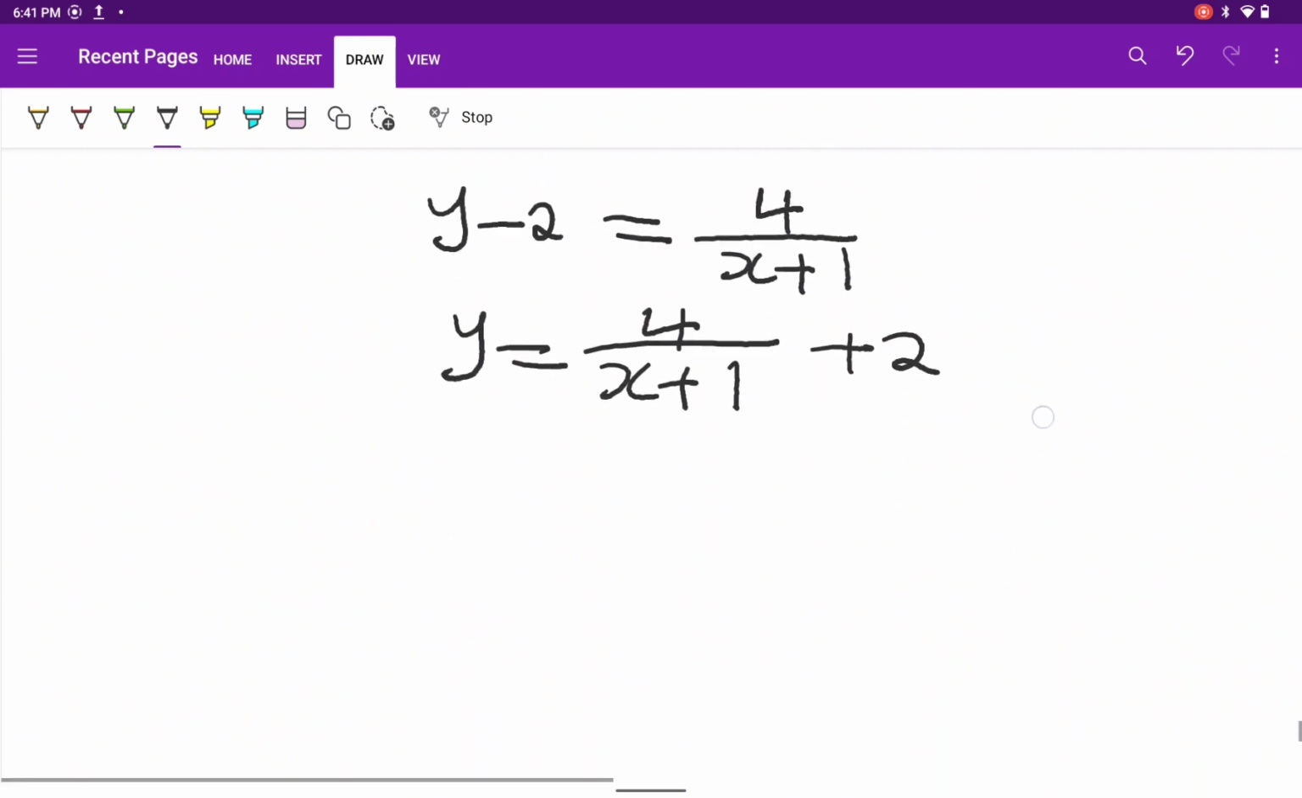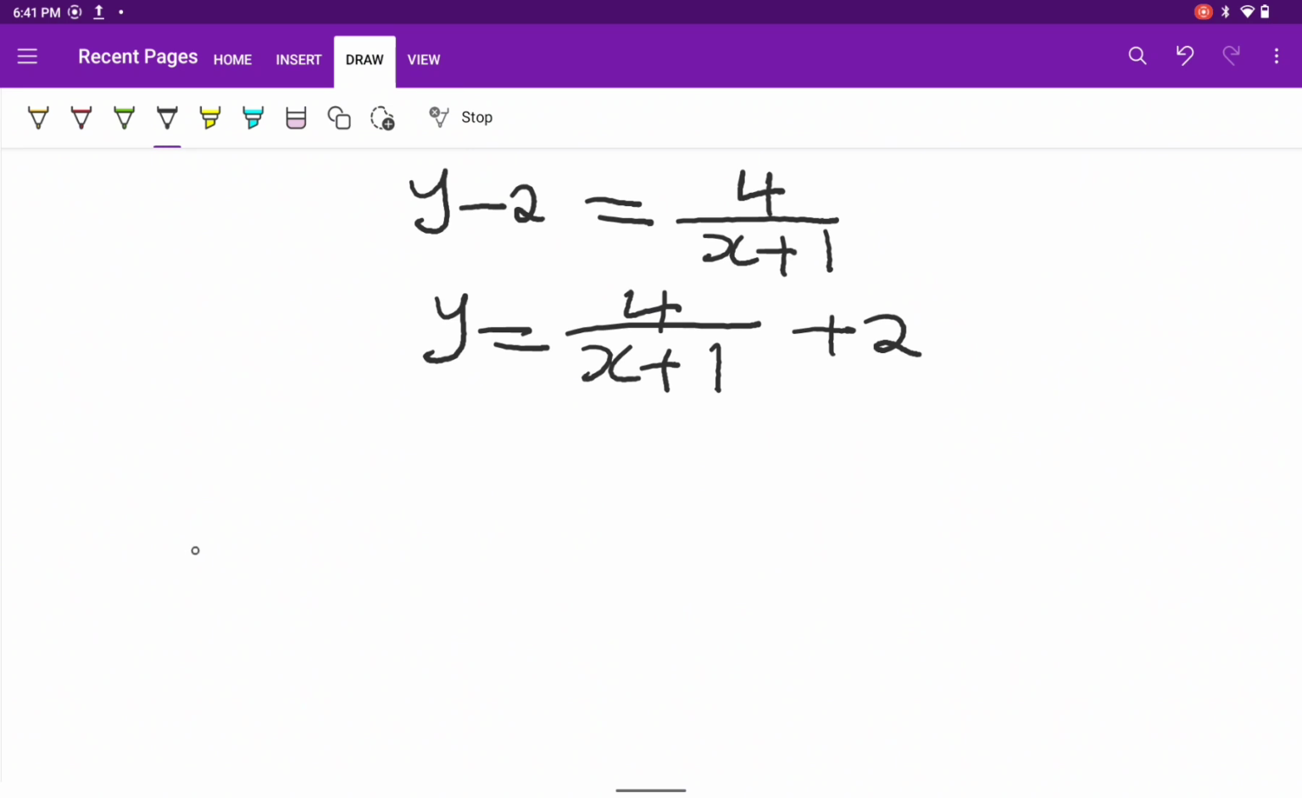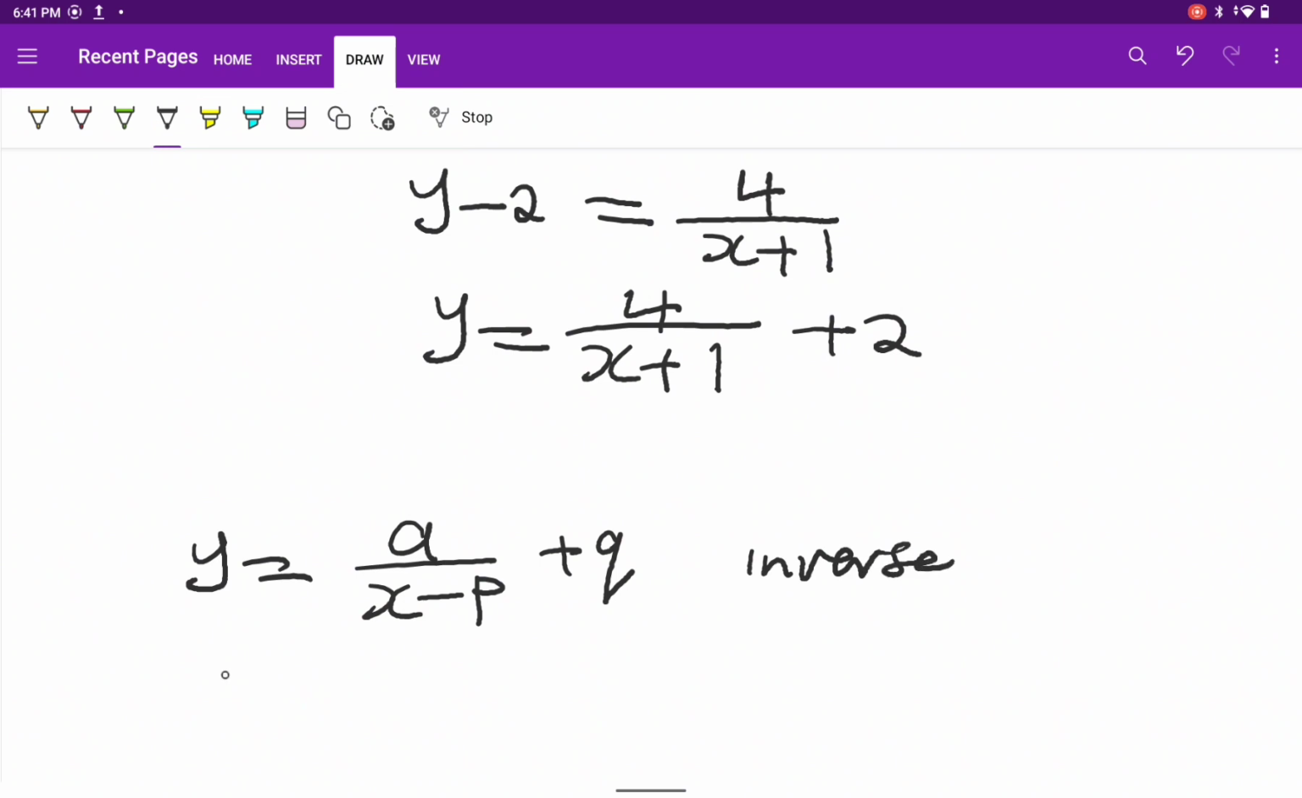And then how can we do this as a shortcut? If we have, let's say, the equation y equals a over x minus p plus q, and we want the inverse, we'll just have the inverse as y equals a over x. Now the q will come here and it will change the sign. It was a plus, so it will be minus q, and the p will come here. It will change the sign also. It was a minus, it will be plus p.